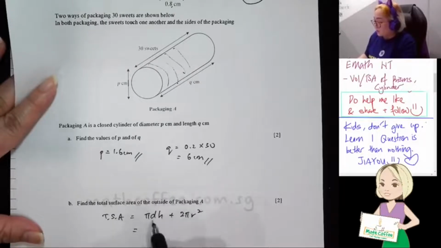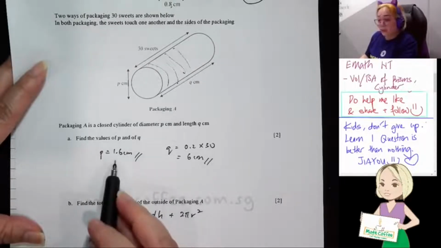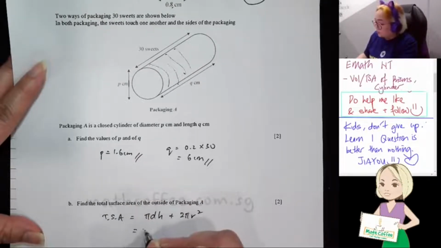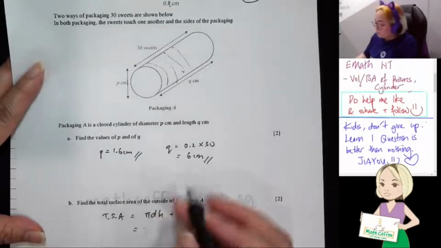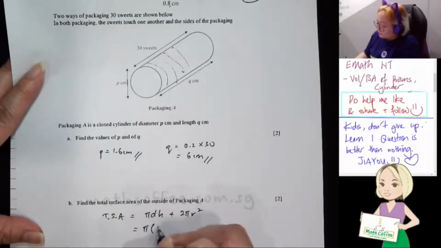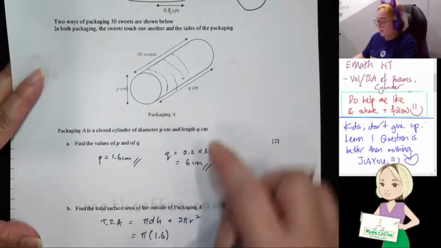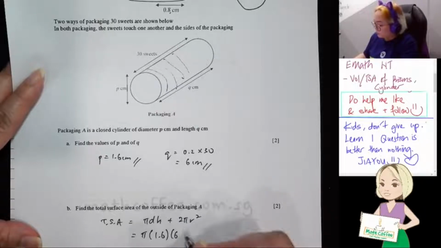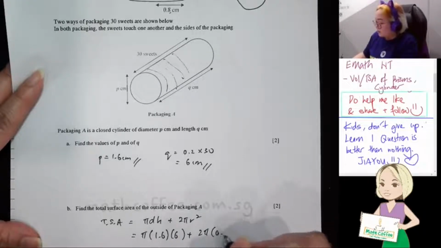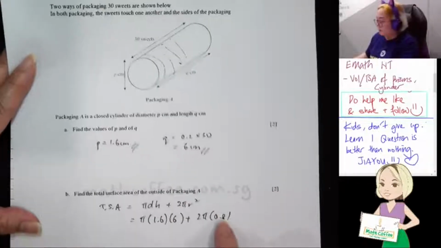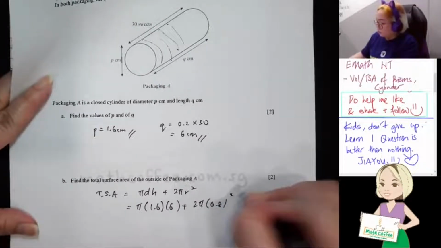So in this case, my d is what? My d is this one, 1.6. Did they say to use any calculator pi? No. So use calculator pi, 1.6, and then the h is this Q, which is 6 cm. Plus 2 pi, my radius is 0.8, this is the diameter. So my radius is 0.8, and square it.